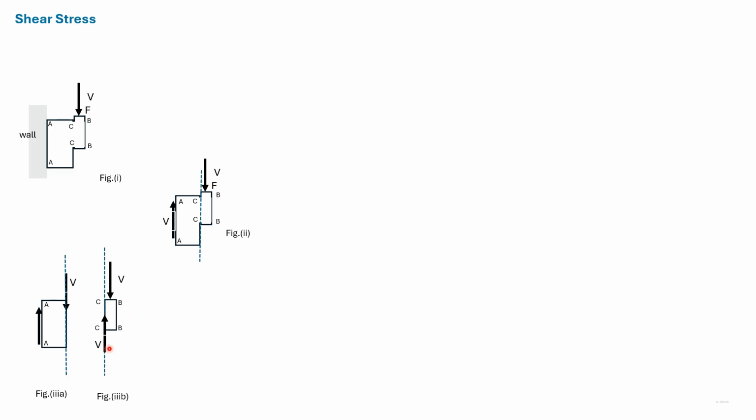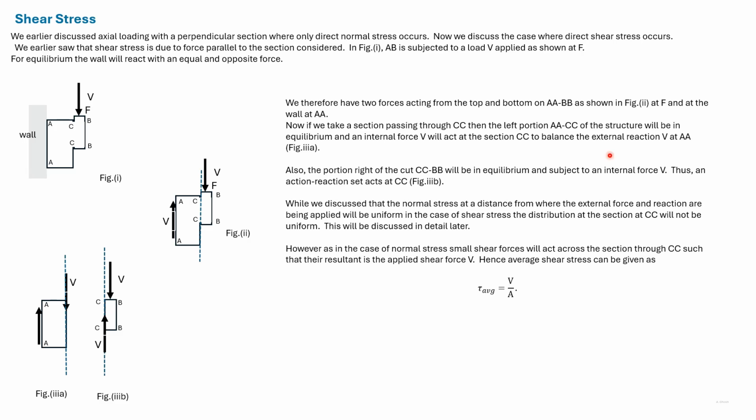Now this force V would be formed of small shear stresses acting on the whole section CC. Unlike normal stresses, shear stresses are not uniform throughout the cross-section, but we use an average shear stress. So here tau average is equal to V divided by A, where A is the area of the section CC.